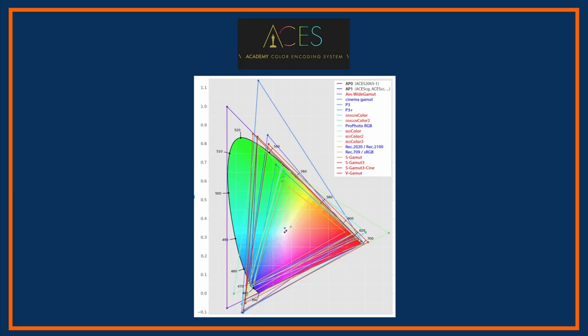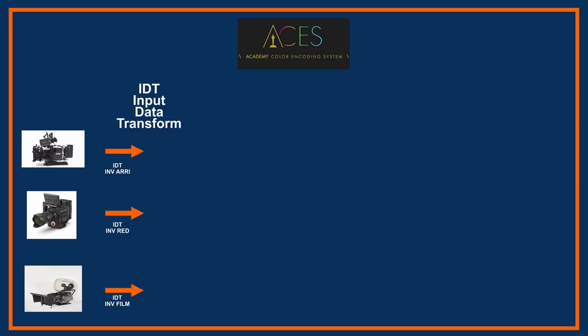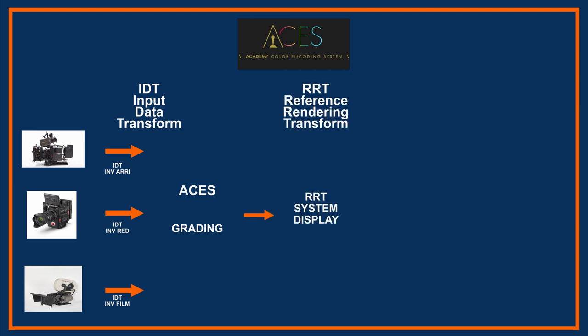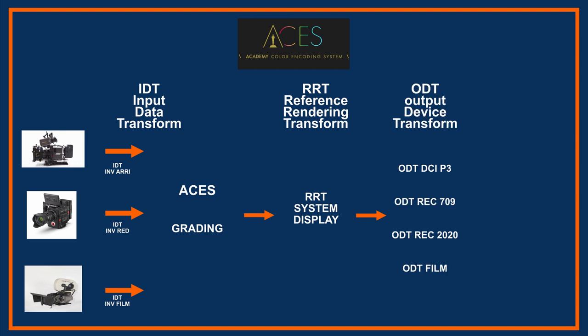With ACES, it will be different. It will collect the footage from different manufacturers, take out all the specific properties of each manufacturer, and bring everything into a universal color space, the ACES color space. I will do the color grading in ACES and after that I will apply a transformation according to my output system. So I'll do an ODT, which stands for Output Device Transform, in REC 709 if I want REC 709. I'll do an ODT in BT2020 if I want BT2020. Overall, my master will be in ACES and it will be saved in ACES.